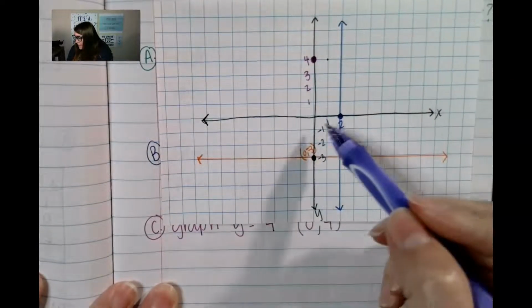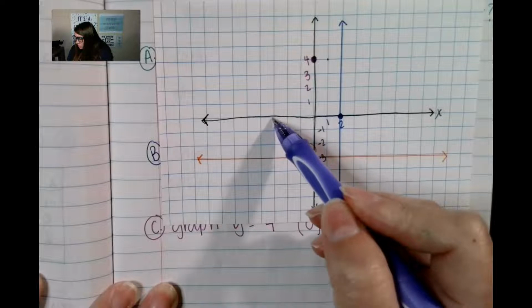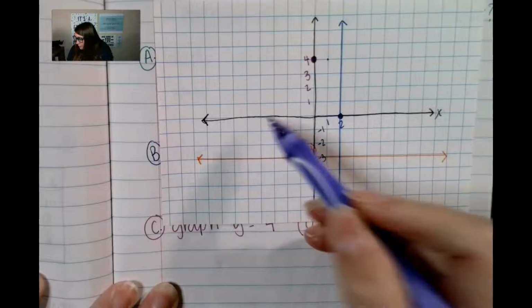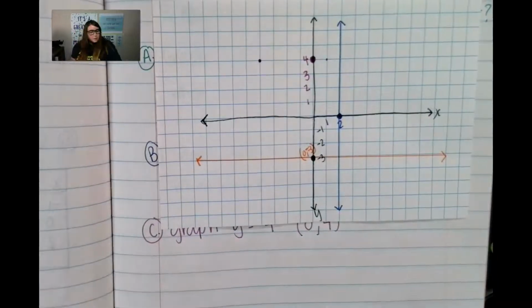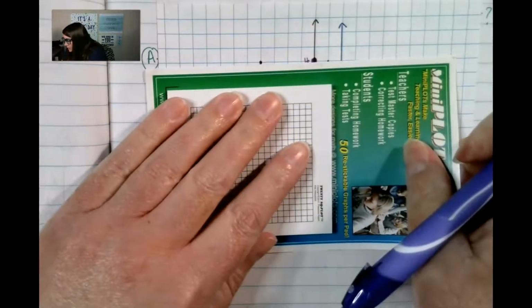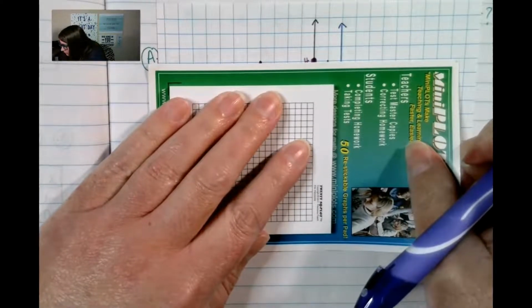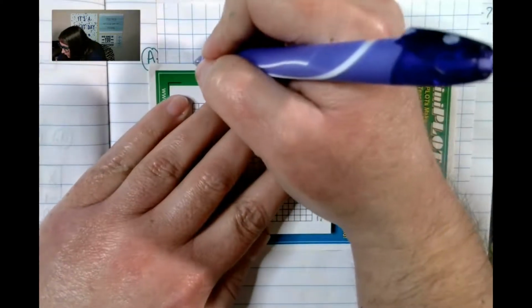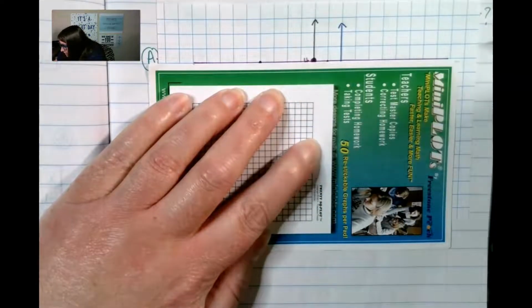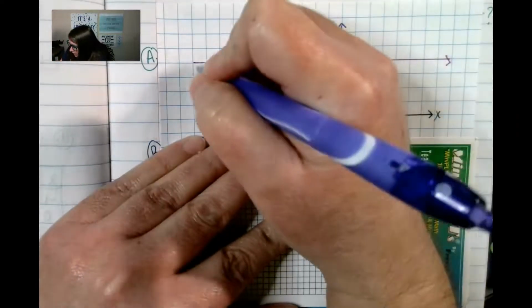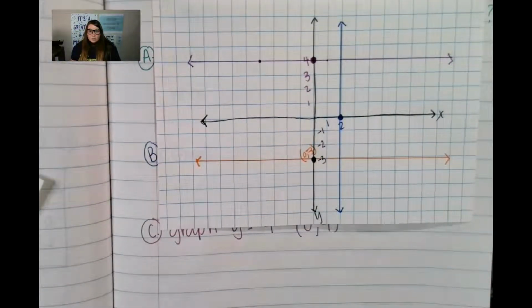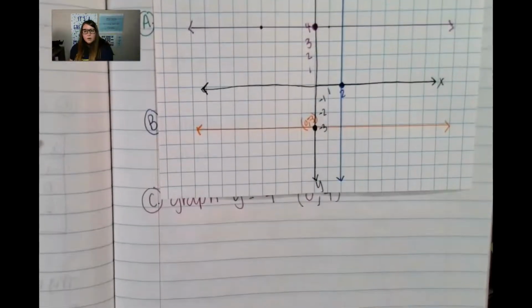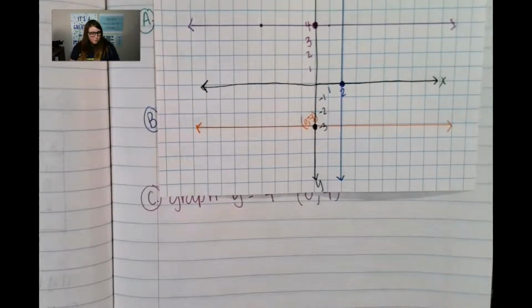If x was negative 4, 1, 2, 3, 4, and my y stayed at 4, my dot would be right there. So when you connect these lines, you get a horizontal line. Because it can be any of these x values, your line is not going to move. So it becomes a horizontal line.